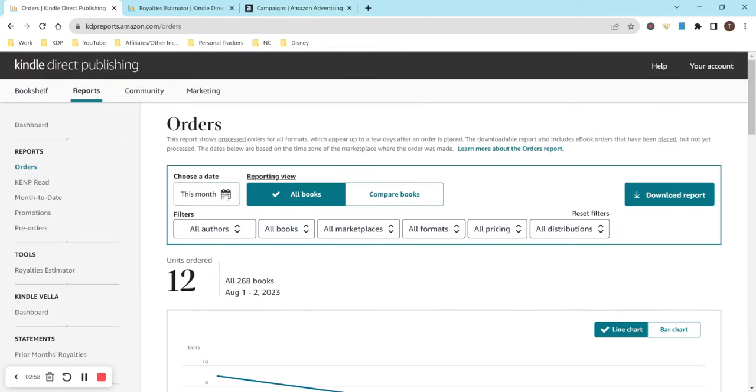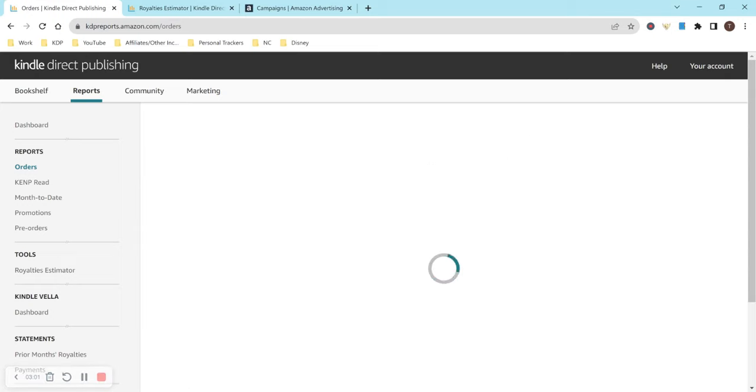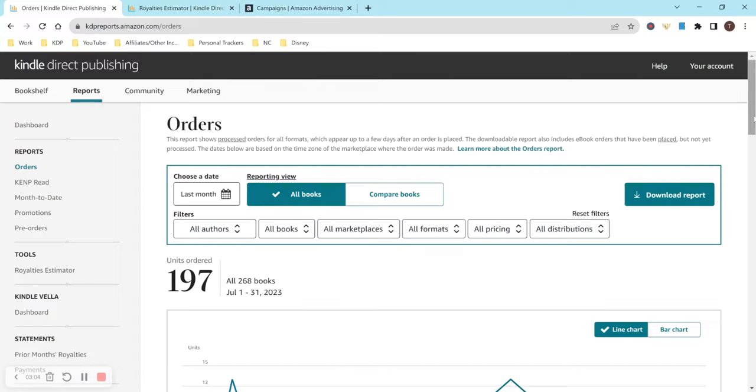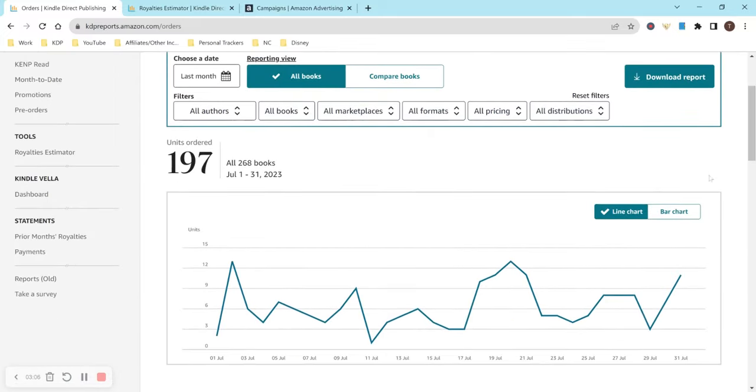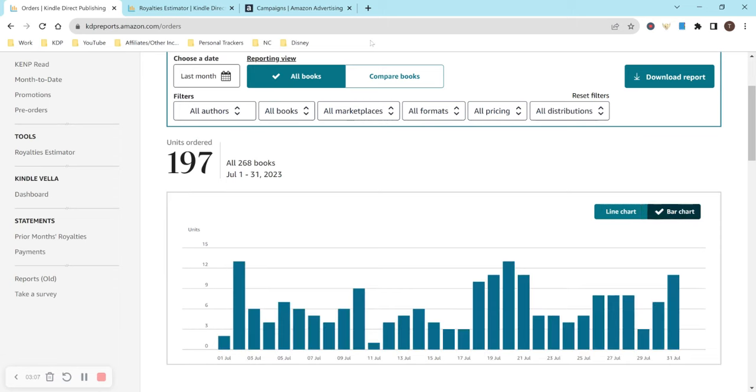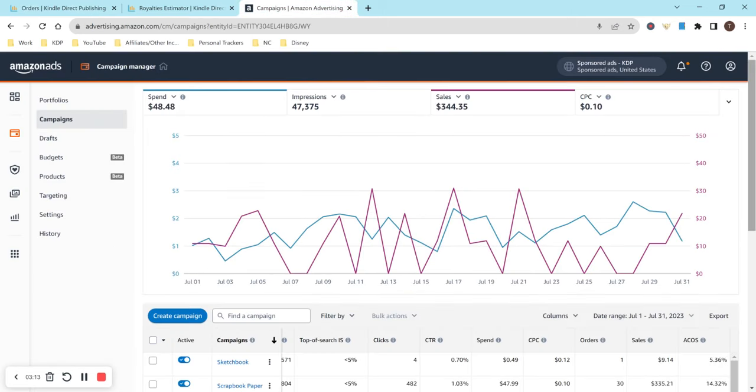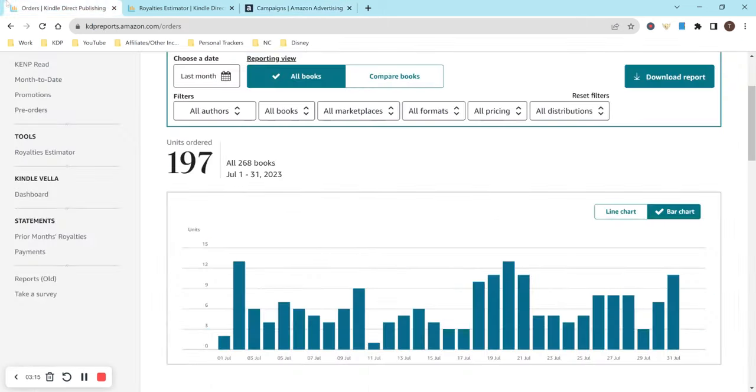So my orders for July, let me move this to last month, currently here. I am really, really happy about this. So 197 units ordered. So if I take out the ones I got from the actual campaign here, that'd be 31, I would be making 166 units ordered, which I think is pretty awesome. I think this is awesome as well. I'm super happy about it.